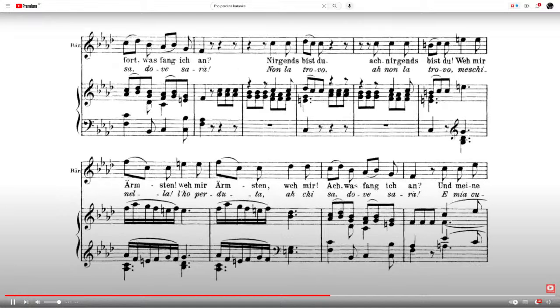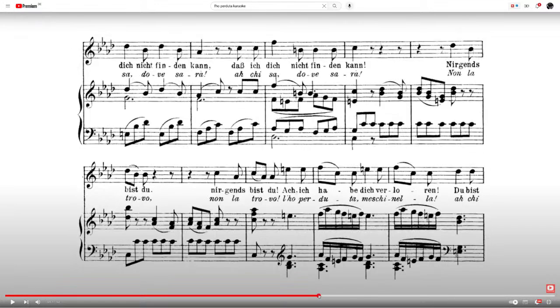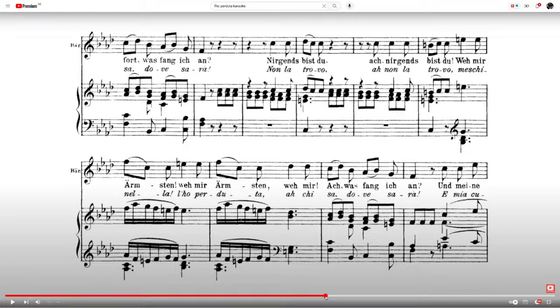Chissà dove sarà. So again, it's the phrase, and I want to keep that tension throughout the phrase. Like, it's like that. Chissà dove sarà. So I'm keeping this tension all the way to the end.